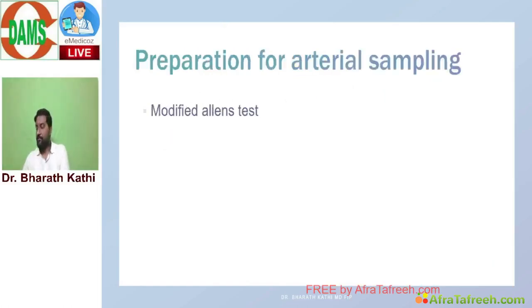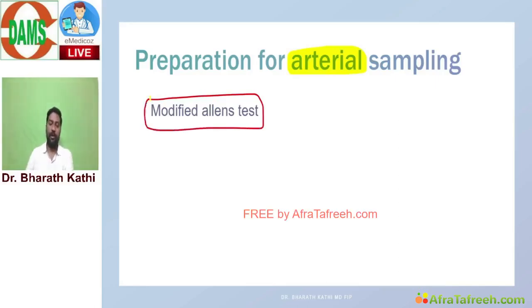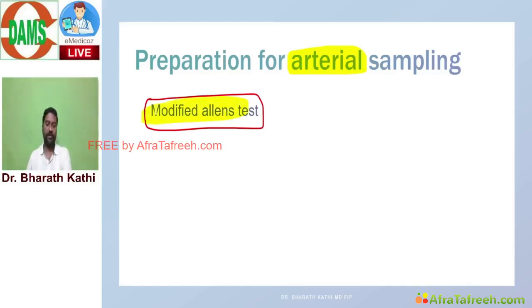Now first thing, when you are taking an ABG, it is arterial blood. So you should make sure you are preparing for an arterial sampling. Whenever you are doing arterial sampling, the most important test that you should know is the modified Allen's test. I think most of you must be knowing, students, how to do the modified Allen's test.